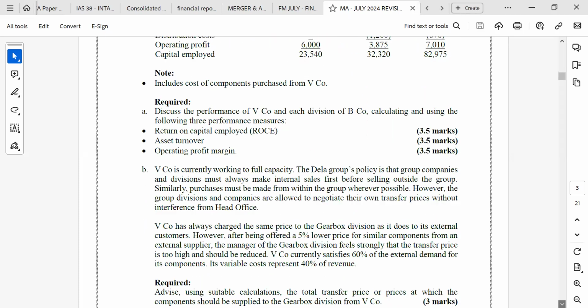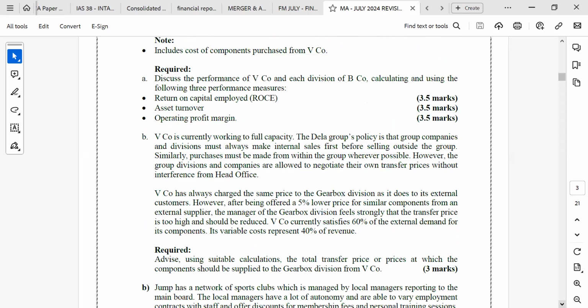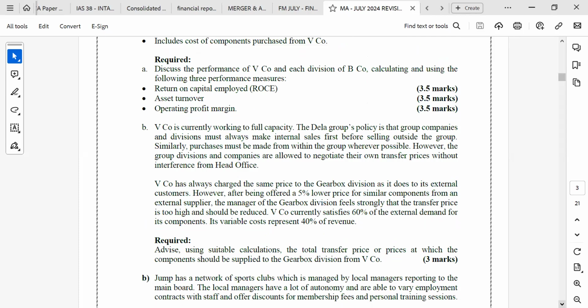Okay, let's come to this one now. Okay, vehicle is currently working to full capacity. The Delaware Group policy is that group companies and divisions must always make internal sales first before selling outside the group. So before you even sell to an external customer, you have to make sure that internal demands are being met. Similarly, purchases must be made from within the group wherever possible. However, the group divisions and companies are allowed to negotiate their own transfer prices without interference from head office.